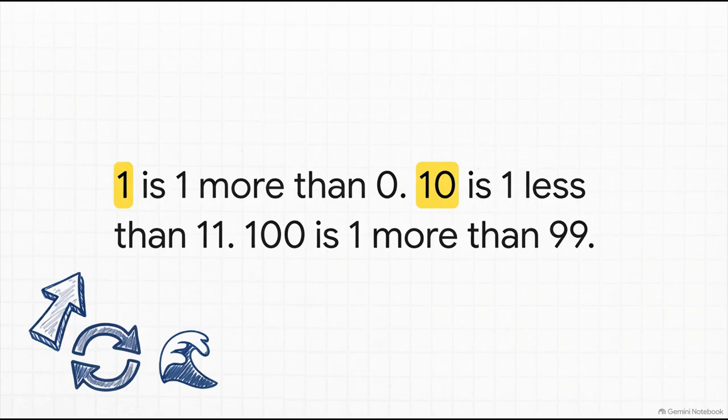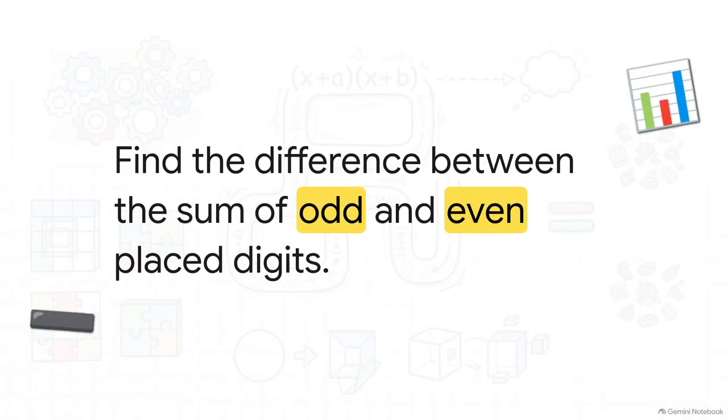Every single time we move to the left to a new place value, that remaining digit flips. It alternates right between a positive 1 remainder and a negative 1 remainder. Positive 1 for units, negative 1 for tens, positive 1 for hundreds, negative 1 for thousands. It's this perfect built-in oscillation hiding right inside our base 10 number system. Divisibility by 11. Find the difference between the sum of odd and even place digits.